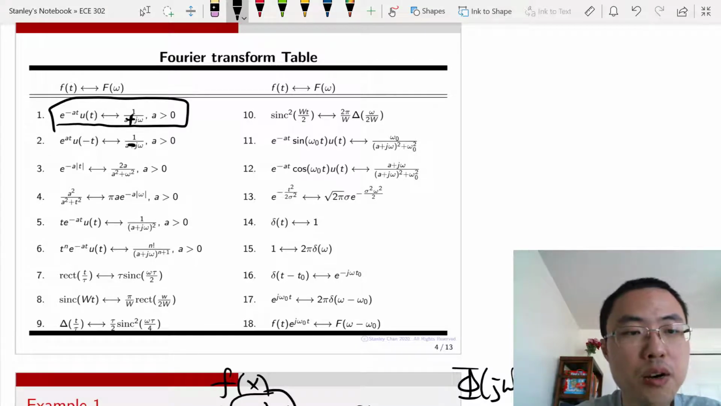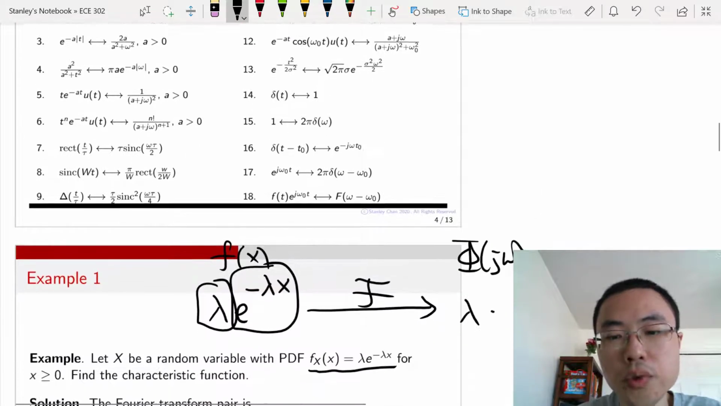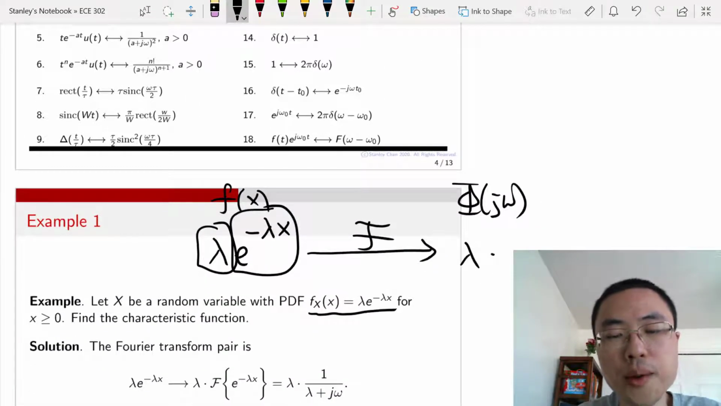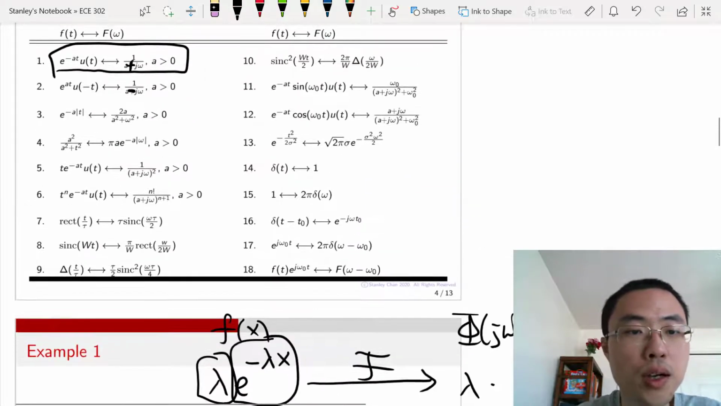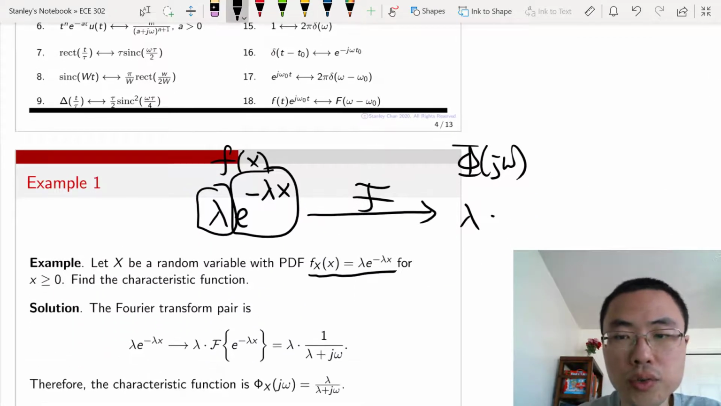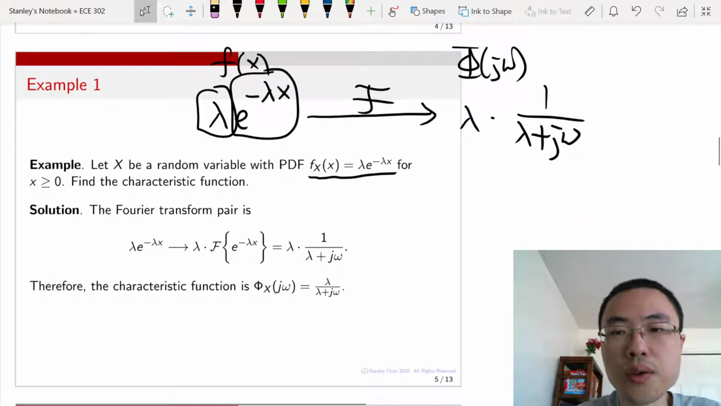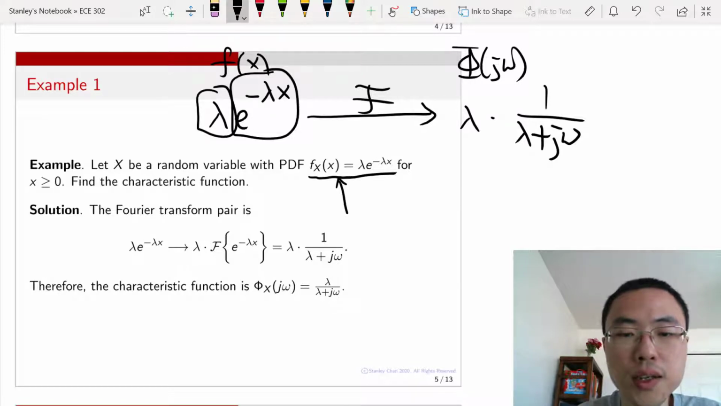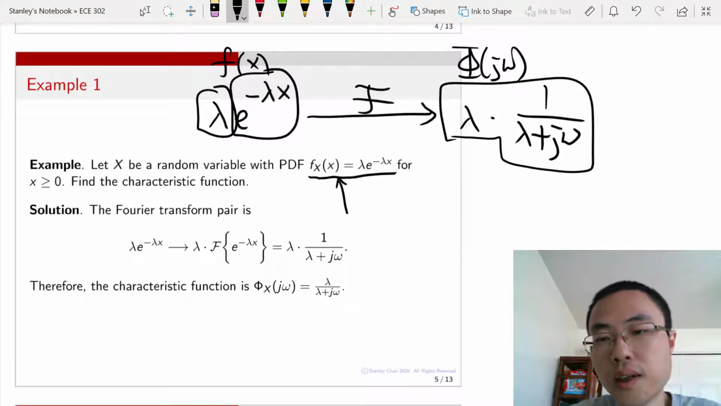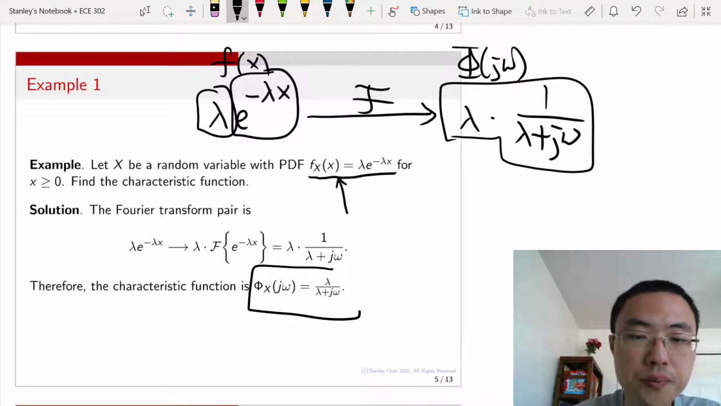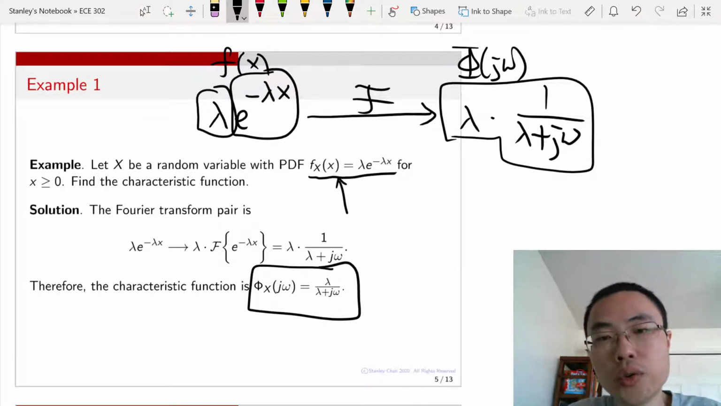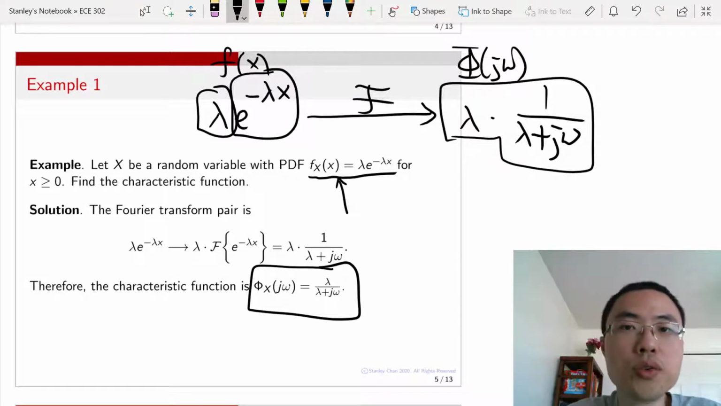You have this e to the power minus a times t. Of course, you can translate this a times t to lambda times x. That will give you 1 over a plus j omega, so you have 1 over lambda plus j omega. Therefore, the characteristic function of this PDF x is given by lambda times 1 over lambda plus j omega. So this is actually very easy. You go to the Fourier transform table and pick up the right equation, and you will be able to find the characteristic function.